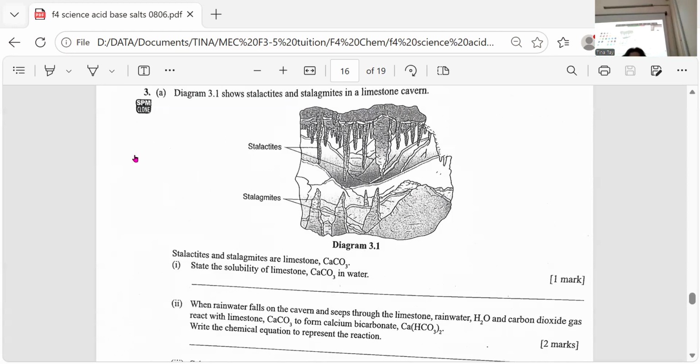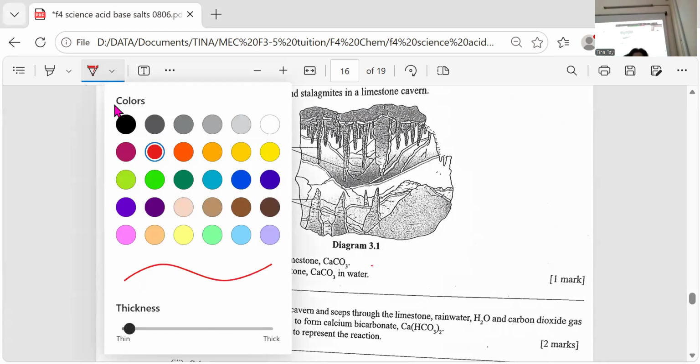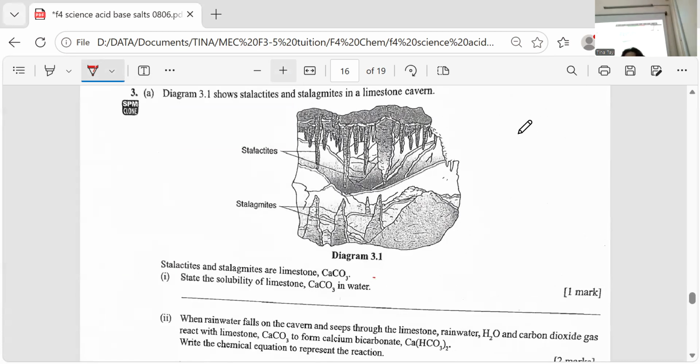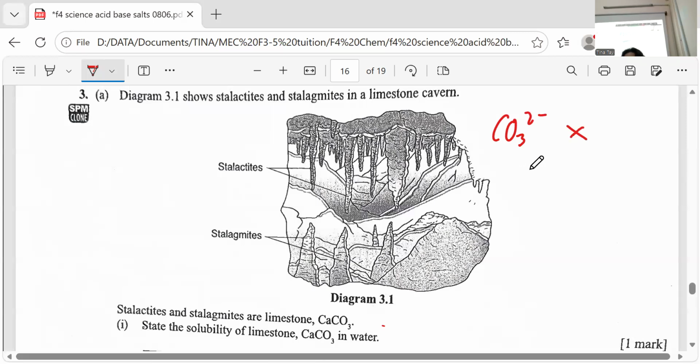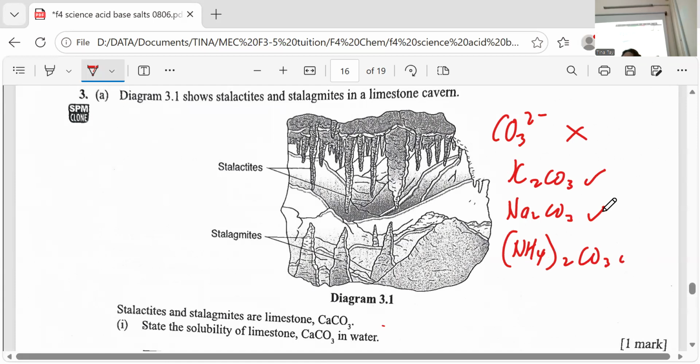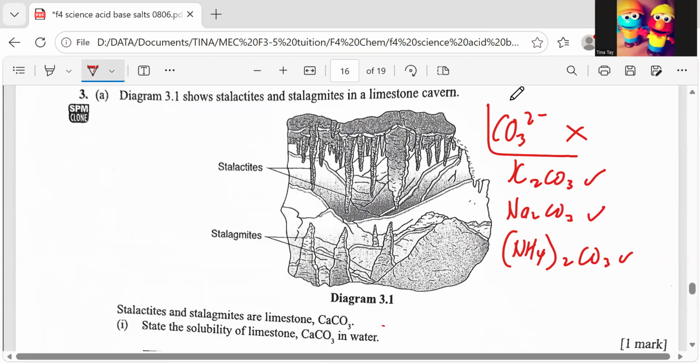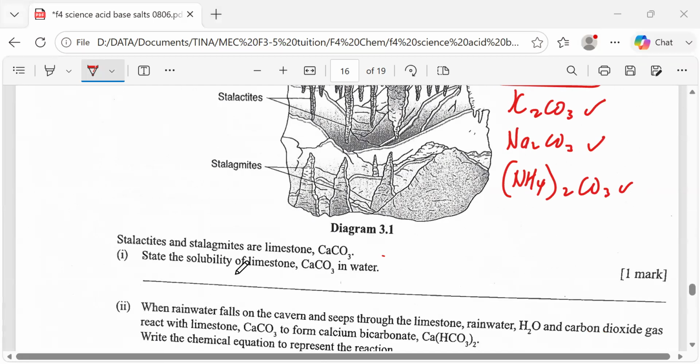Take the solubility. By now, you need to memorize what is soluble and what is insoluble. All carbonates are insoluble, except for potassium carbonate, sodium carbonate, and ammonium carbonate. Only these three are soluble. Everybody else is insoluble. Solubility is insoluble.